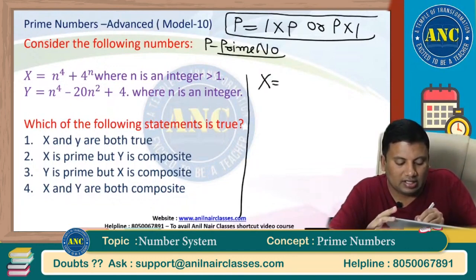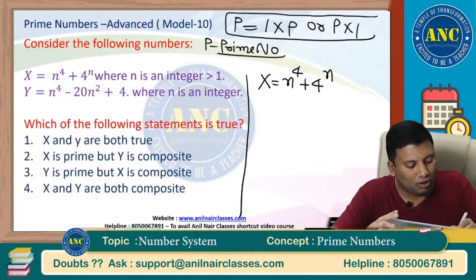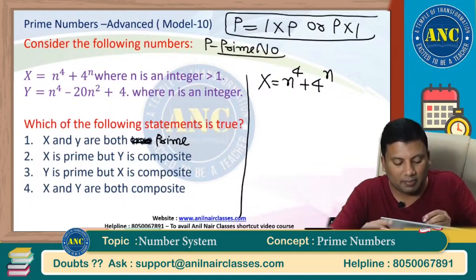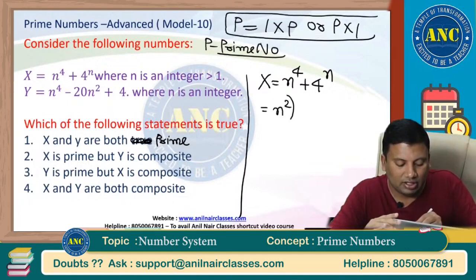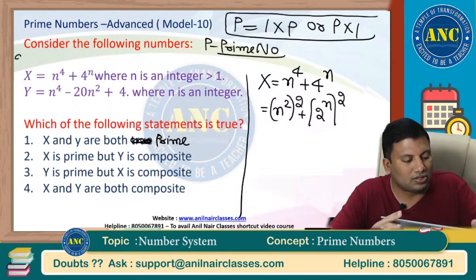First one, x equivalent to n power 4 plus 4 power n. Right? n power 4 and 4 power n. This is nothing but a prime number. Listen carefully. Prime number means I need to write it as a product of two factors. This is n square whole square. This is 2 power n whole square, 2 power 2n. a square plus b square.